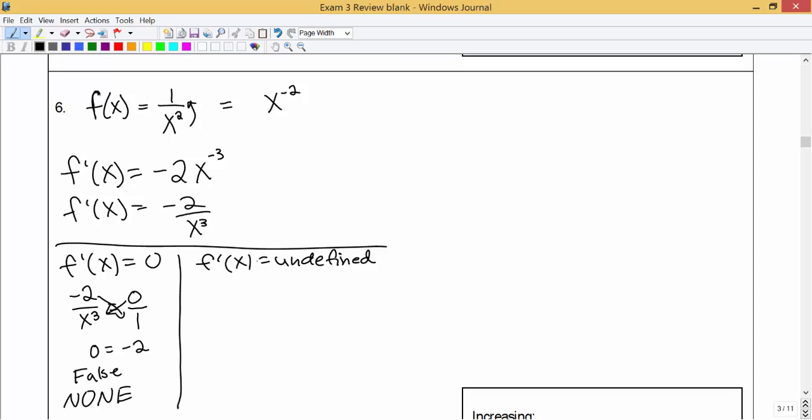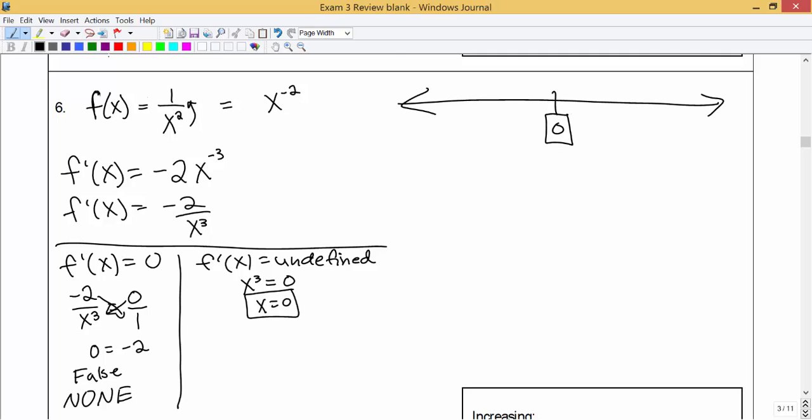And where's the first derivative undefined? If we look at our denominator and set it equal to 0, the only way that x cubed could be 0 is if x equals 0. So x equals 0 will separate our graph into two intervals. From the left, I'm going to choose negative 1, and from the right interval, I'm going to choose positive 1. We're going to plug them both into the first derivative.